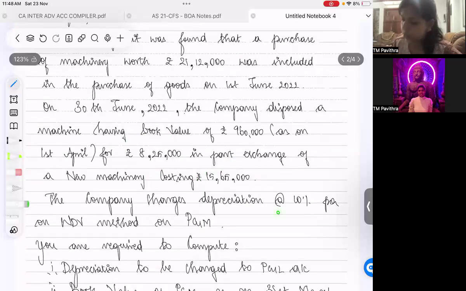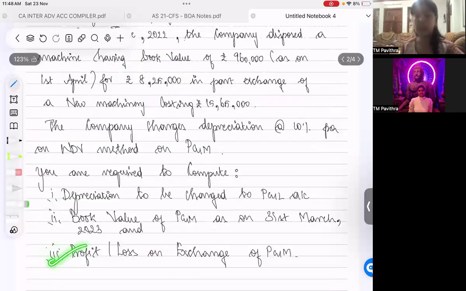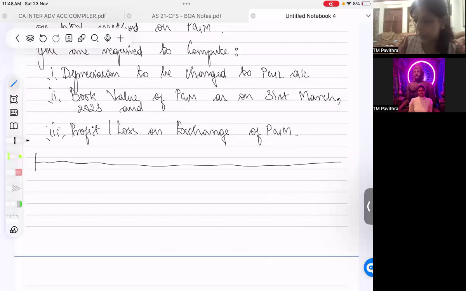The company charges depreciation at 10% per annum on the written down value method. We are required to compute the depreciation, the book value, and also the profit or loss on sale on the exchange of the plant and machinery. Whenever we are given a problem with a series of events, be it in property, plant, and equipment or borrowing cost, we will always draw a timeline so that we can easily pick out the series of events. So we will get started with our timeline.